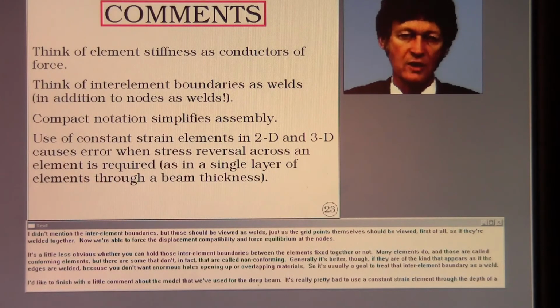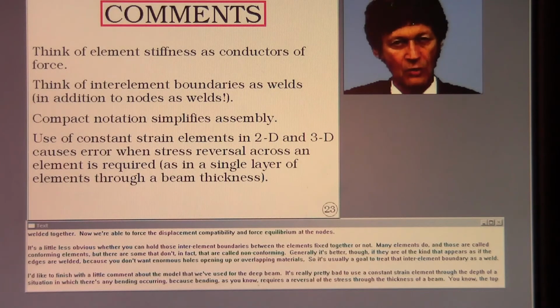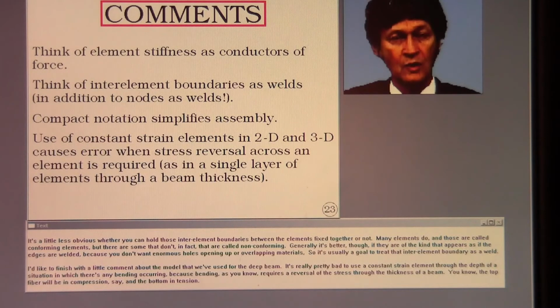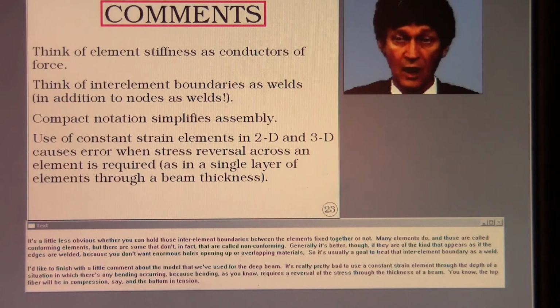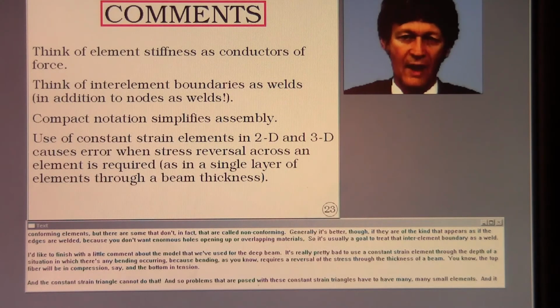Now we're able to force the displacement compatibility and force equilibrium at the nodes. It's a little less obvious whether you can hold those inter-element boundaries between the elements fixed together or not. Many elements do, and those are called conforming elements, but there are some that don't, in fact, that are called non-conforming. Generally, it's better, though, if they are of a kind that appears as if the edges are welded, because you don't want enormous holes opening up or overlapping material. So it's usually a goal to treat that inner element boundary as a weld.